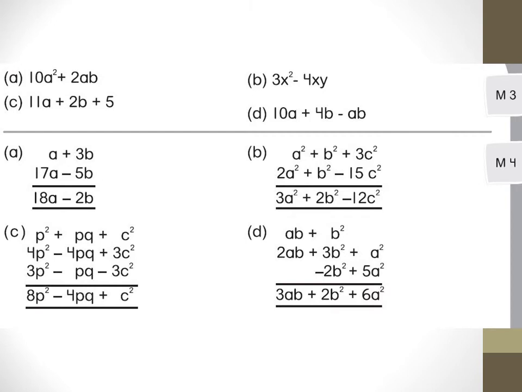The second one is a trinomial, that is 3 terms, and the third one is again a binomial. But we have to arrange in the column in such a way that the same variables stand below the same variable. That means A square will be in one column, B square will be in one column, and AB will be in one column. Then only you will get the correct answer.